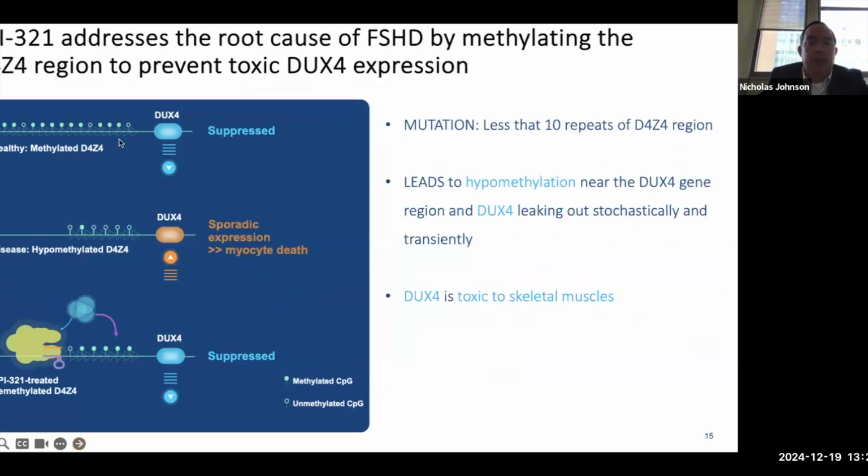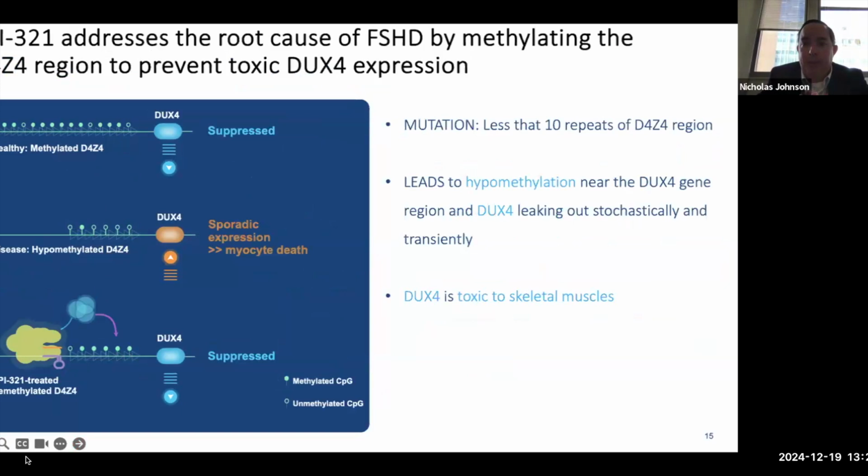And this is just another slide showing you the same basic idea. It's very similar to the initial slide: you have these pure D4Z4 repetitive elements, and it's what's called hypomethylated, or unwound. Essentially this Epi321 will remethylate this region and suppress the DUX4 expression. That is the goal of this particular program.